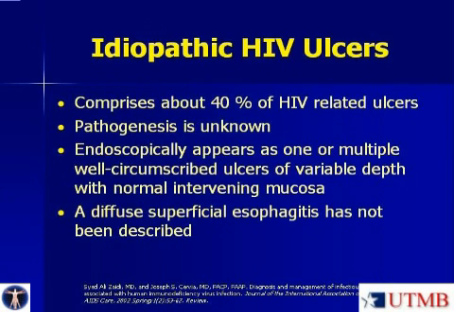Idiopathic HIV ulcers are a common cause of odynophagia in HIV patients. They account for approximately 40% of HIV-related esophageal ulcers. The pathogenesis of this condition is unknown. Endoscopically, it usually appears as one or multiple well-circumscribed ulcers of variable depth with normal intervening mucosa. A diffuse superficial esophagitis has not been associated with idiopathic HIV ulcers.